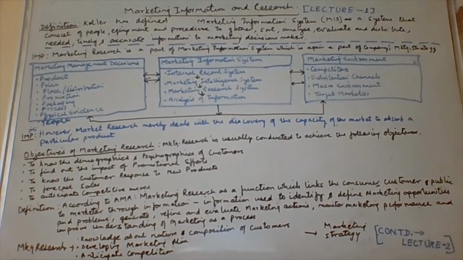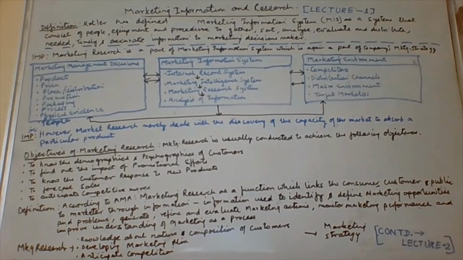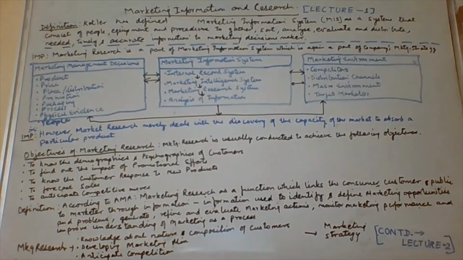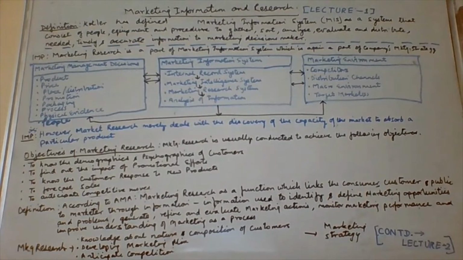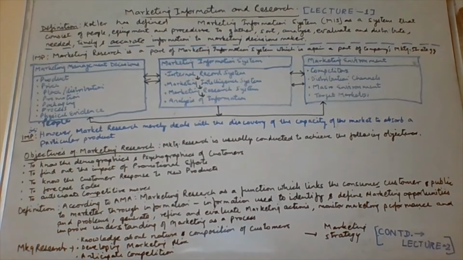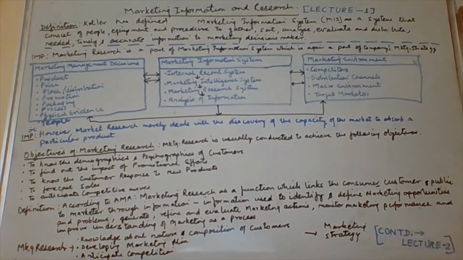Now, the first step of marketing information is the internal record systems. The internal record systems include the orders, the sales, the prices associated with the product, the inventory levels, the payment receivables, payment payables, and so on. So this is what the internal records have.